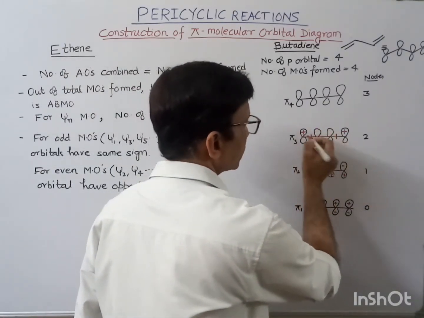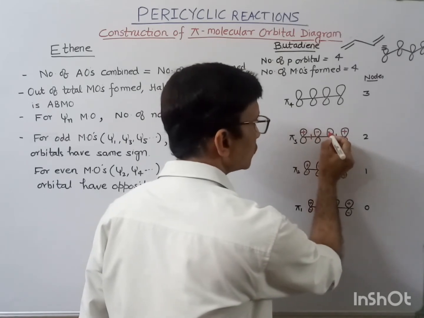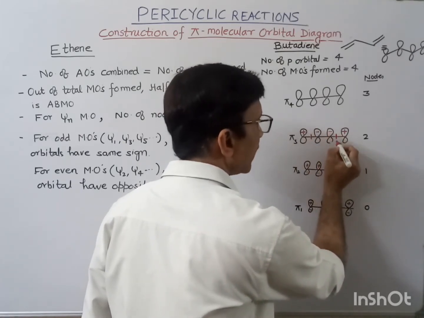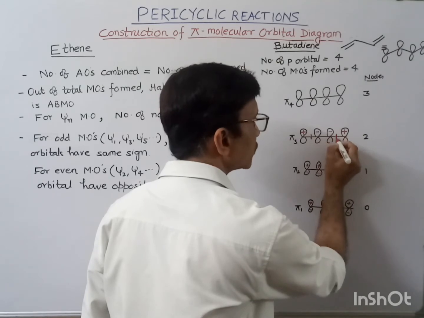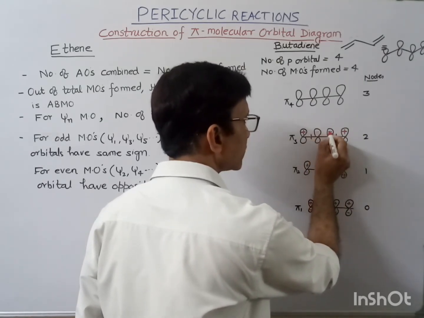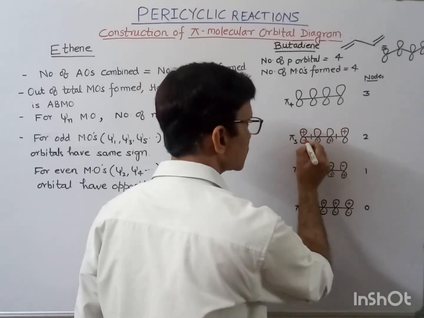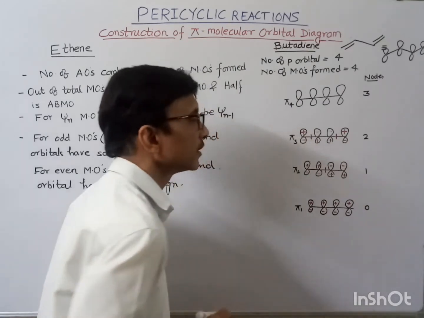Now, if this is plus, then that should be minus, and this should also be minus, because this is the anti-bonding interaction. One of the nodes is present over here. If this has plus, this should be minus. Okay, minus, minus, and this should have plus. This is plus, this is minus, this is minus.